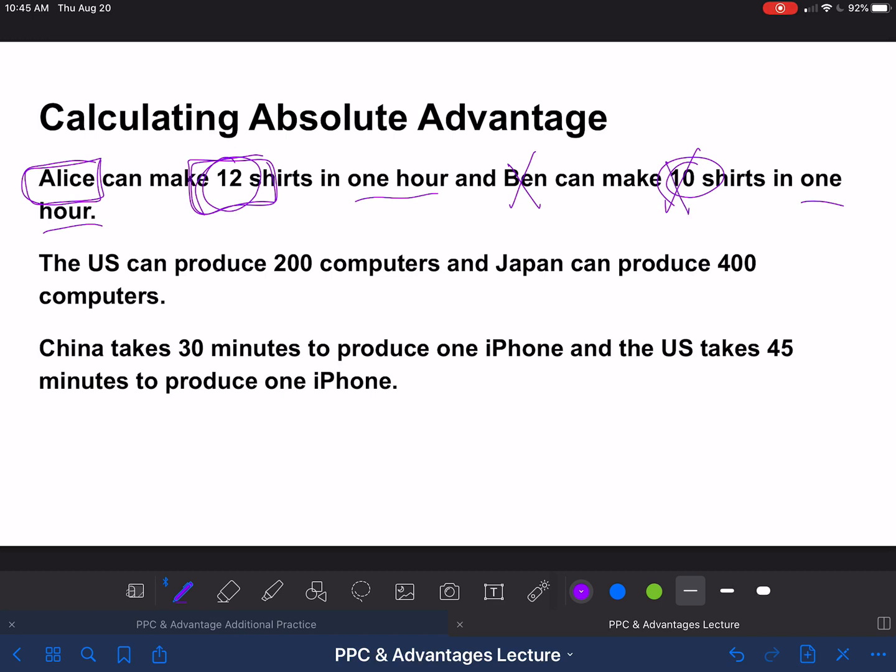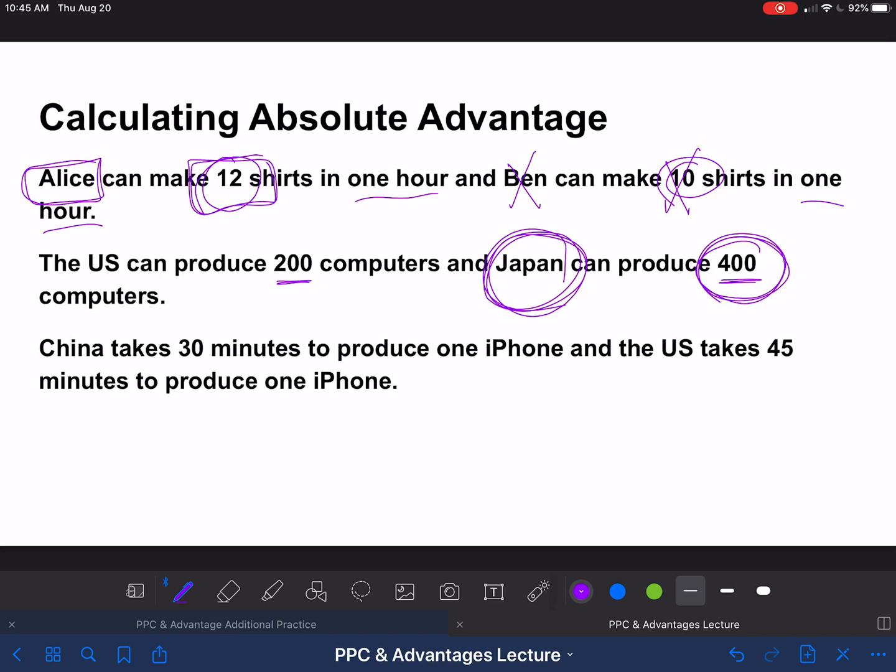The US can produce 200 computers and Japan can produce 400 computers. Well, we're talking about production, so we're talking about output. So the US can make 200 and Japan can make 400. Which number is bigger? 400. And Japan is going to have the absolute advantage in producing computers.